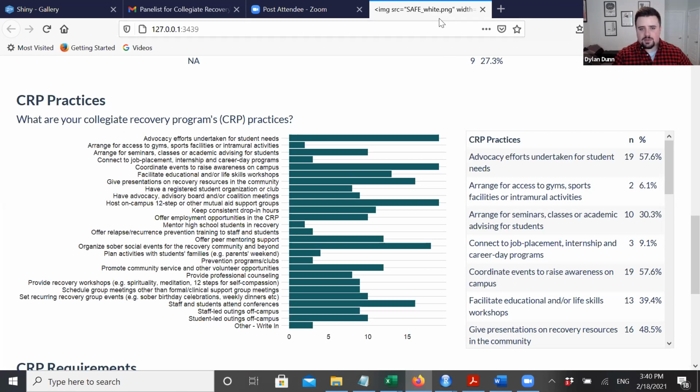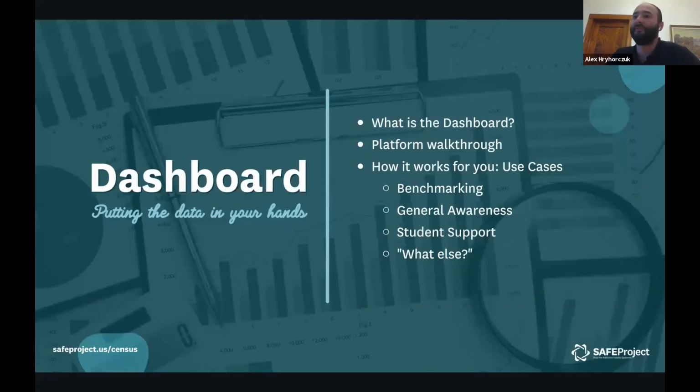Any other questions about the actual dashboard itself before we keep going? I can bring it right back up if someone wants to see. Yeah, okay. See anything again. Another question.